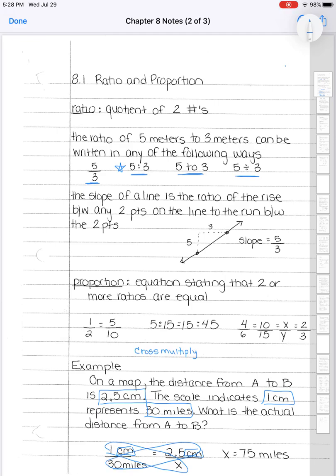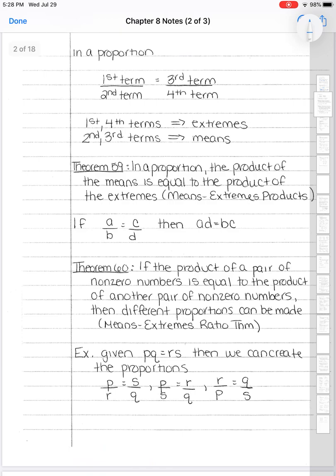Okay, so for example, it says on a map, the distance from A to B is 2.5 centimeters. The scale indicates 1 centimeter represents 30 miles. What is the actual distance from A to B? So I'm going to use my scale, which says that I have 1 centimeter representing 30 miles, and that's one side of my proportion. And then I'm going to set that equal to the 2.5 centimeters. So the units need to match, which means centimeters need to be on the top, and then x is in the bottom. Cross multiply and divide, and I end up with 75 miles for the actual distance itself.